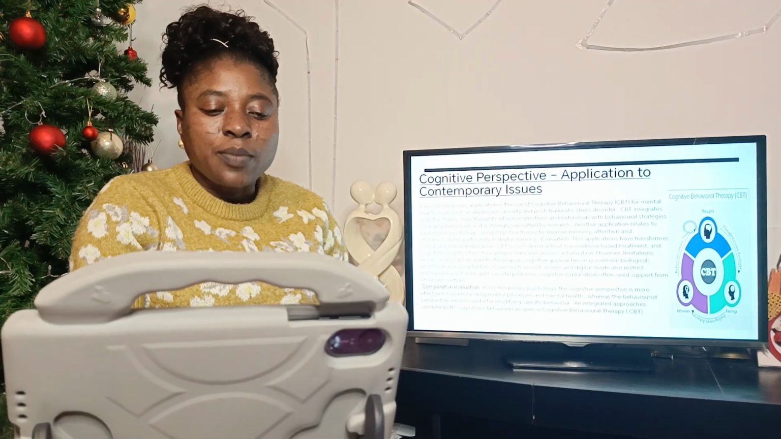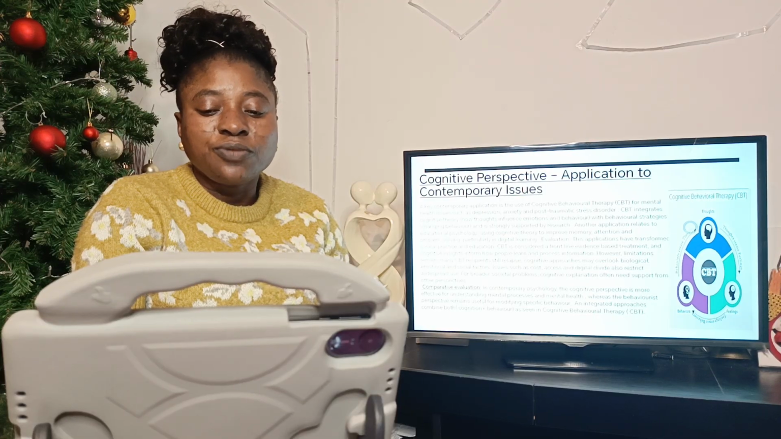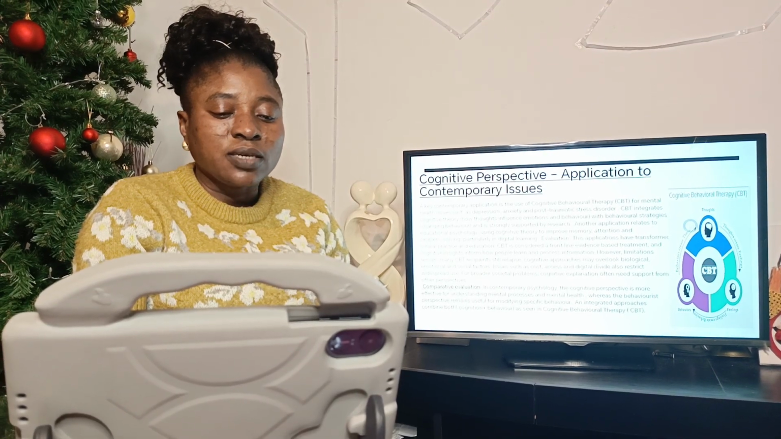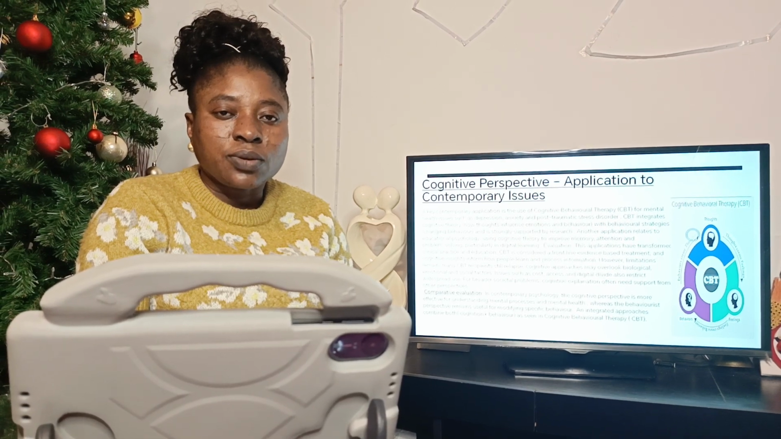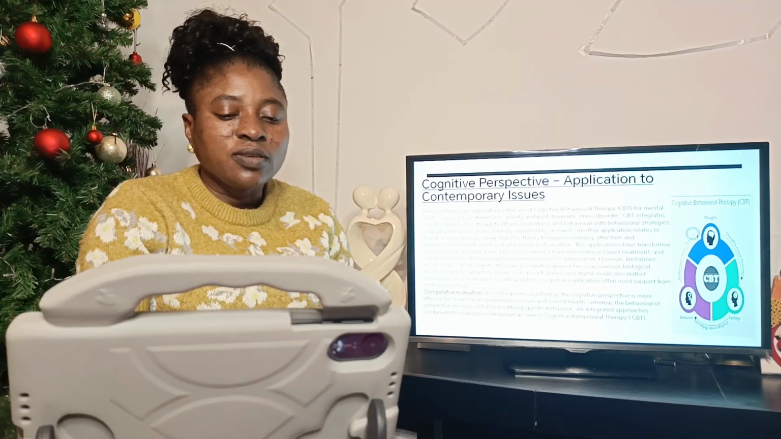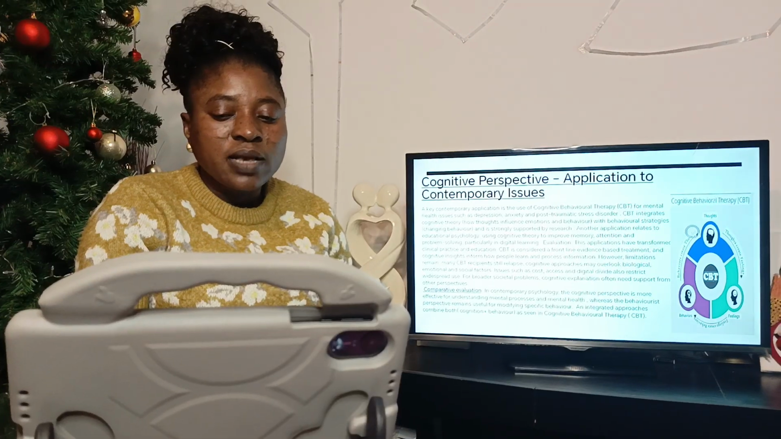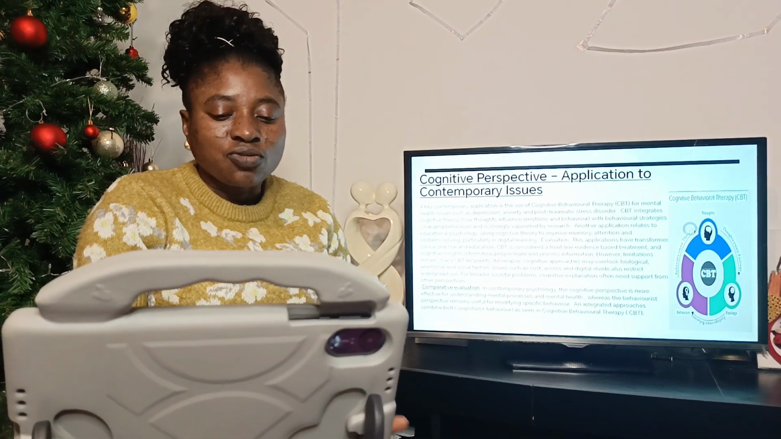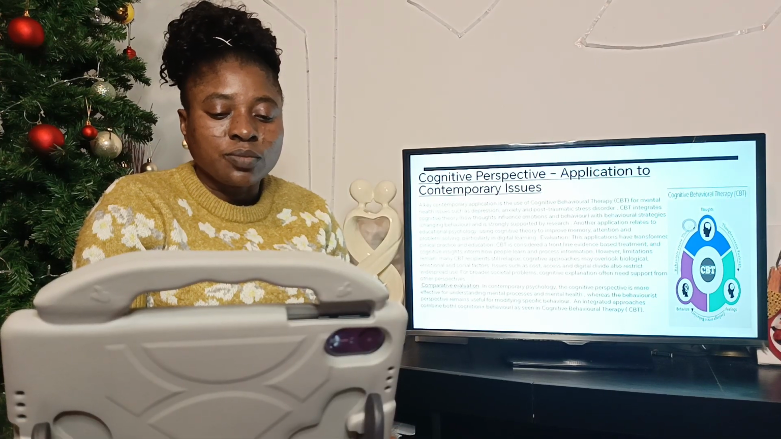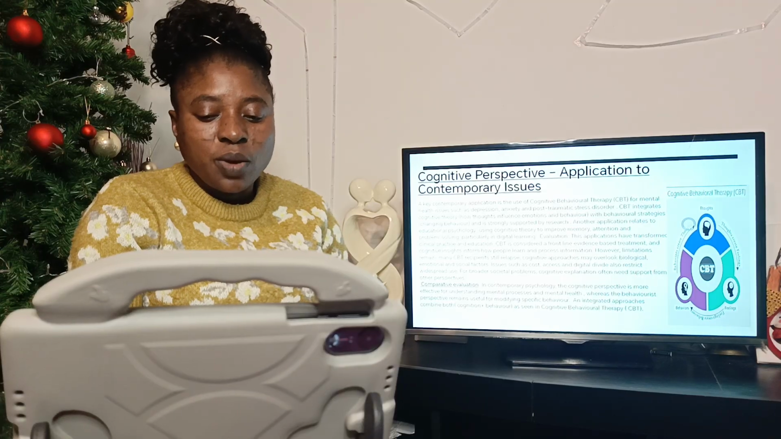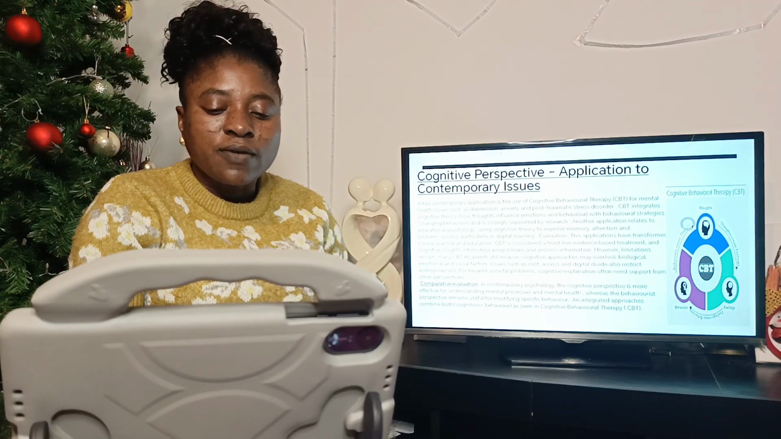Cognitive perspective, application to contemporary issues. A key contemporary application is the use of cognitive behavioral therapy (CBT) for mental health issues such as depression, anxiety, and post-traumatic stress disorder. CBT integrates cognitive theory, how thoughts influence emotion and behavior, with behavioral strategies for changing behavior, and is strongly supported by research. Another application relates to educational psychology, using cognitive theory to improve memory, attention, and problem solving, particularly in digital learning environments.